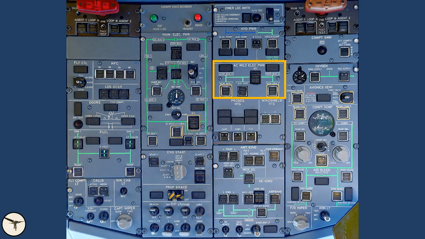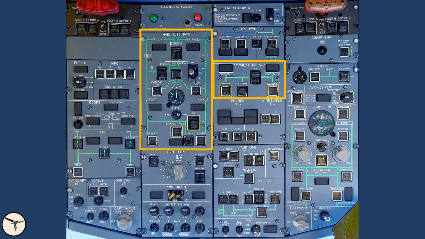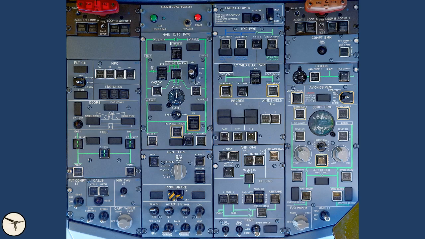Above the AC Wild panel, we have the hydraulics panel. AC Wild Bus 1 powers the blue hydraulic pump, and AC Wild Bus 2 powers the green hydraulic pump. Furthermore, the AC Wild panel is located next to the main electrical panel. And as I mentioned earlier, the engine start push buttons are just below the push buttons for the associated generator. And finally, you can see that all light switches are located at the lower part of the overhead panel. All in all, this panel is very well organized.